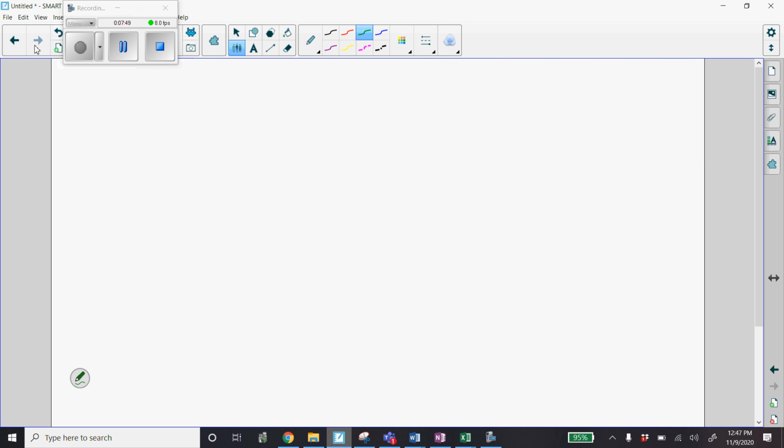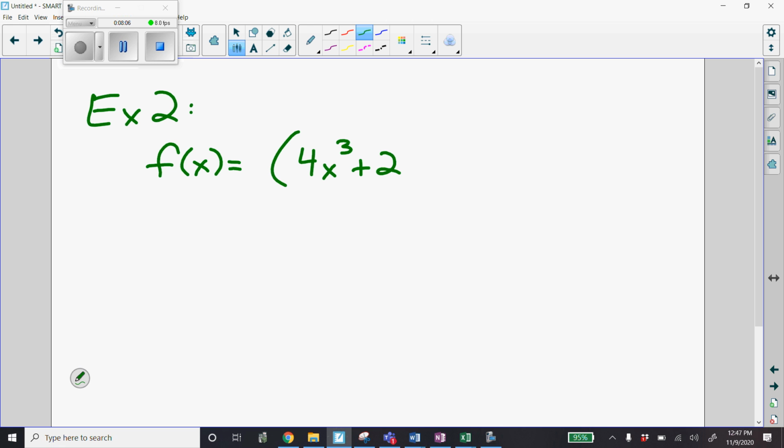Okay, let's try another example. So here I see a composition of two functions. I see the function 4x cubed plus 2. This would be identified as my inner function. And my outer function would be x to the 4th.